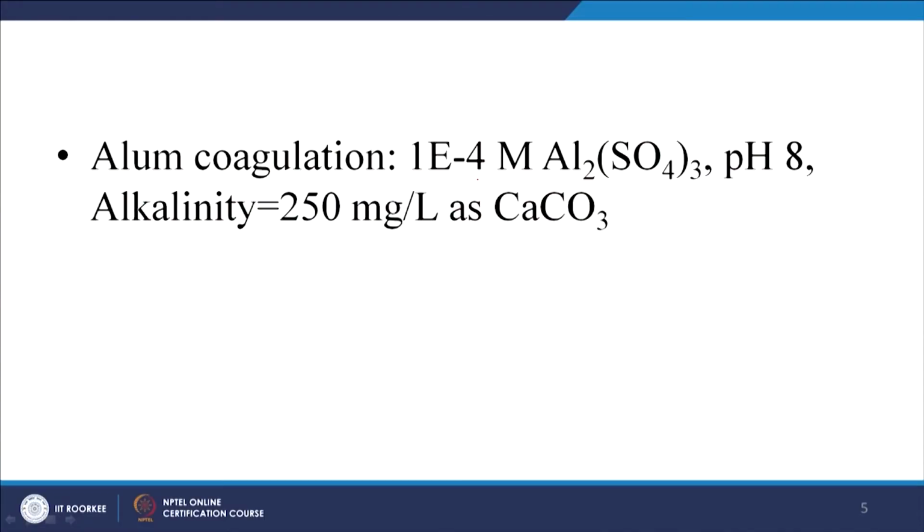So here I have alum coagulation, right. So 10 power minus 4 molar Al2(SO4)3, and the relevant variables are given. So here obviously I have two components, they are Al3+ and SO4 2-, right. So here I am going to solve it by WMINTEQ. So I am not going to list all the species, right. I do not need to list the species, but I need to know the total component concentrations.